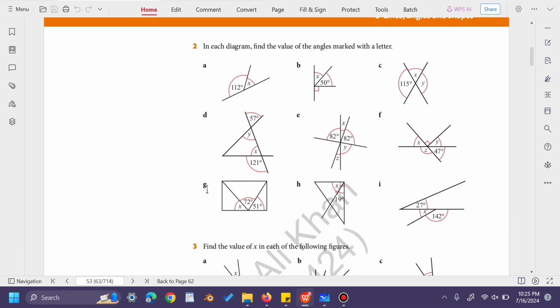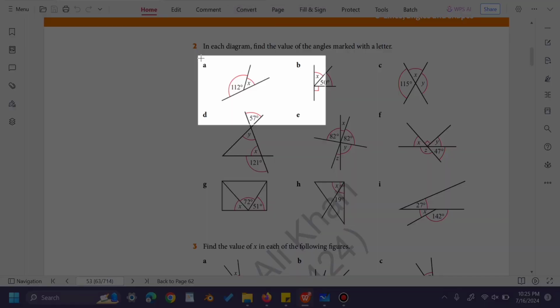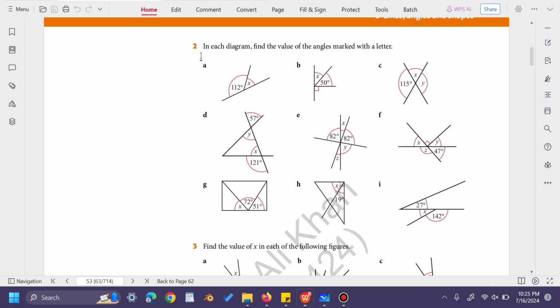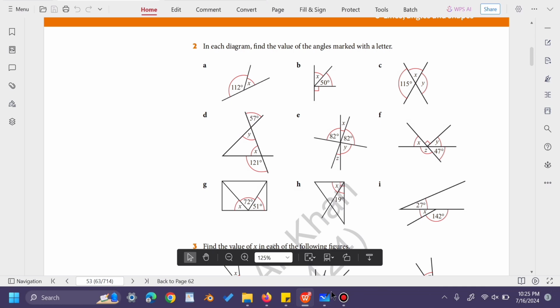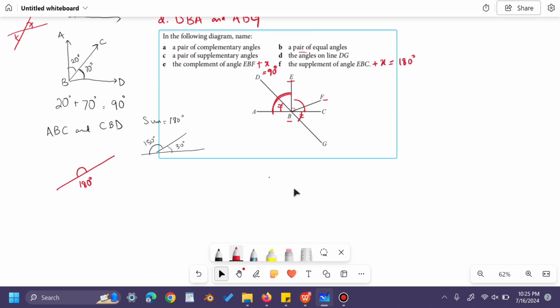Now let's look at question number 2. In each diagram, find the value of the angles marked with a letter. अब हमने इनमें क्या करना है, अब हमें मुख्तलिफ एंगल्स को फाइंड आउट करना है. Let's take a screenshot and then solve them over there. अब यहाँ पर जितने भी नजर आ रहे हैं एंगल्स, अब ये 180 डिग्री है ना, तो अब हम लोग इसको सॉल्व किस तरह से करेंगे, हम लोग एक स्ट्रेट लाइन देखेंगे.